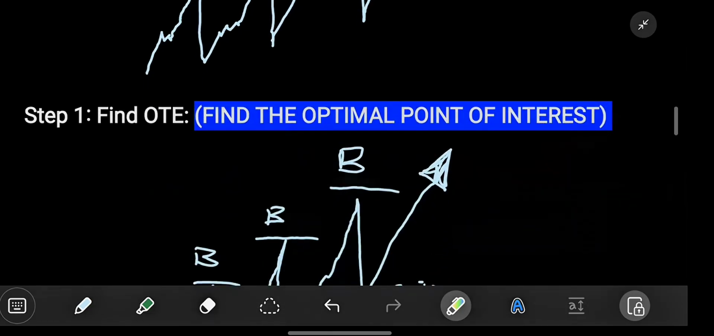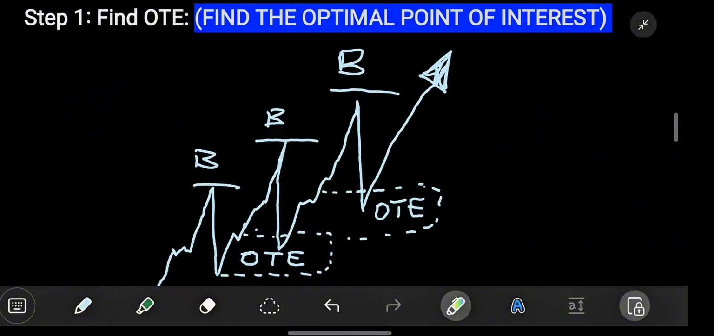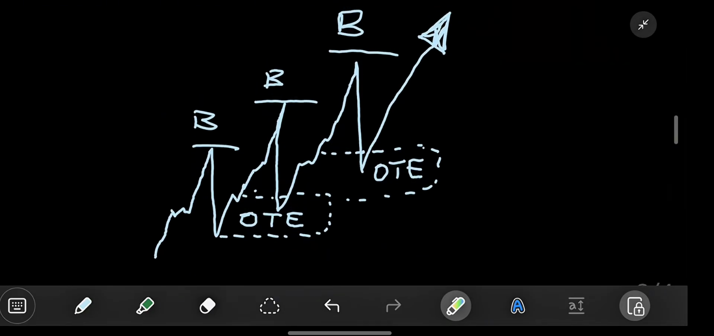The next thing that we're going to be interested in doing is finding the optimal point of interest or optimal trading entry. This is the point where we're going to be looking to take our entries. So when we come up like that and we retrace, this point right here is where we're looking to take our entry. Stop loss right there, our entry right there, and take profit way above.